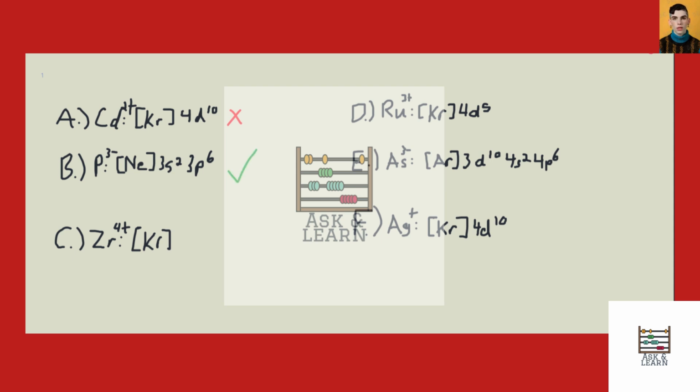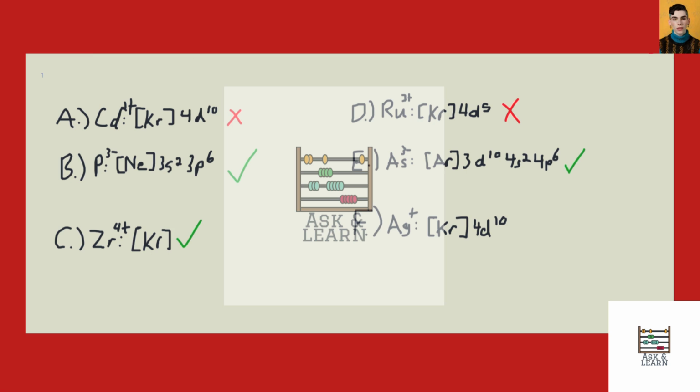For zirconium, this is a noble gas configuration by definition because this krypton in brackets means that we have a noble gas configuration. Ruthenium, we have 5 d electrons under our valence shell, but we don't have any in our s or p, so that's not a noble gas configuration. Arsenic, we've filled up our 4s and 4p valence shell, so that is a noble gas configuration.